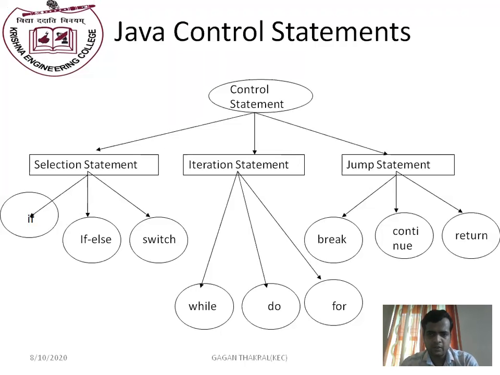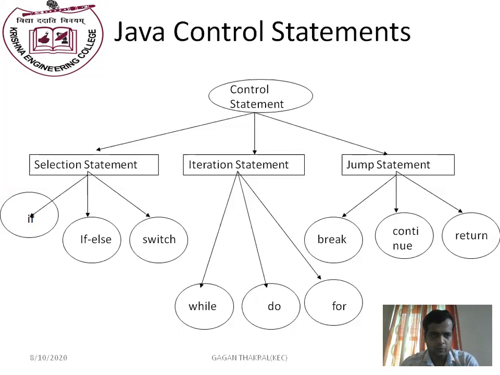For jump statements, we consider break, which is used to get out of the loop, and continue, which is used to transfer the control to the loop once again, and return, which is generally used in methods to return values of methods. Now we will discuss one by one selection statements, iteration statements, and jump statements with syntax.